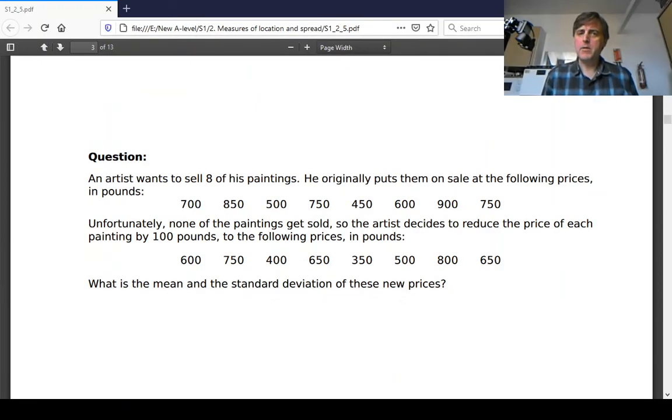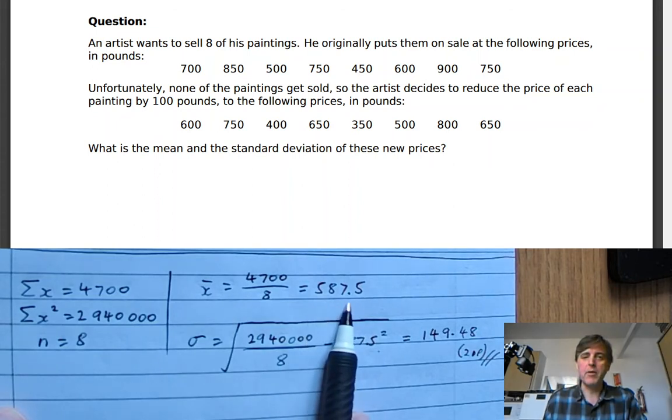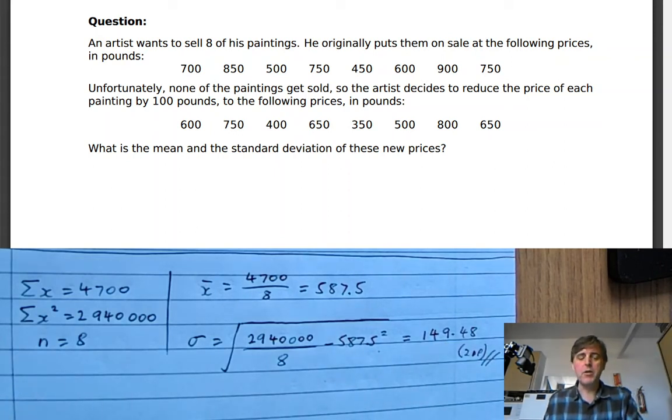Okay, so how did you tackle this one here? Now, you could have just worked it all out again from scratch, and if you did, you should have got what I've done here on my paper. I'm not going to go through every detail of this one like I did in the previous example, but you should have got the answer here for the mean of this new set of data is 587.5, and the standard deviation is 149.48.